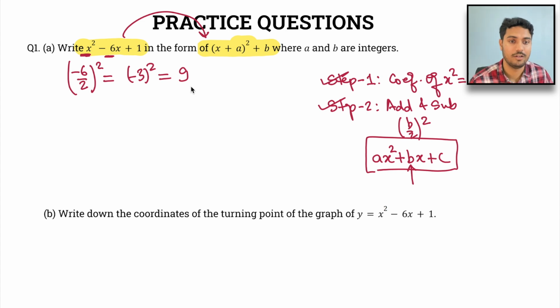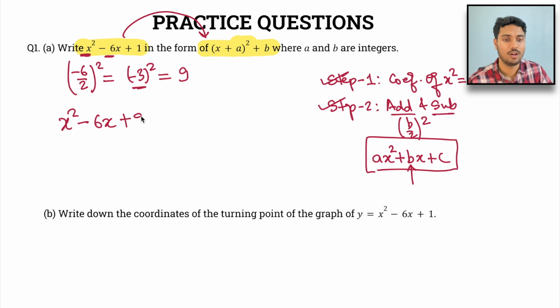Always write it like this. I know it's easy to write -6 by 2 the whole square, that's -3, that square is 9 directly, but this -3 value is going to help you. Let's check how. So now rewrite the equation, write down x square minus 6x, and as I told you, you have to add and subtract this value.